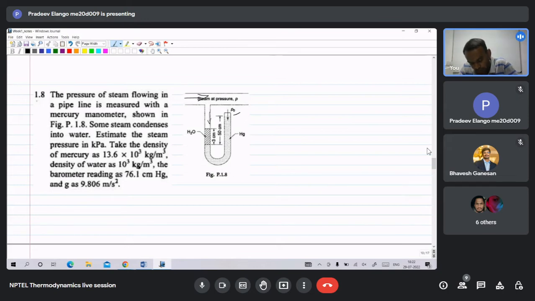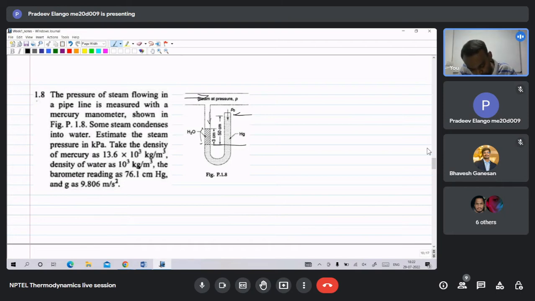Generally it is a mercury manometer, but because some steam condensed, a water column of 3 centimeters can be observed, and the mercury level difference from this mercury to this mercury is 50 centimeters. So that is given. Now I think we should start solving by calculating the atmospheric pressure.